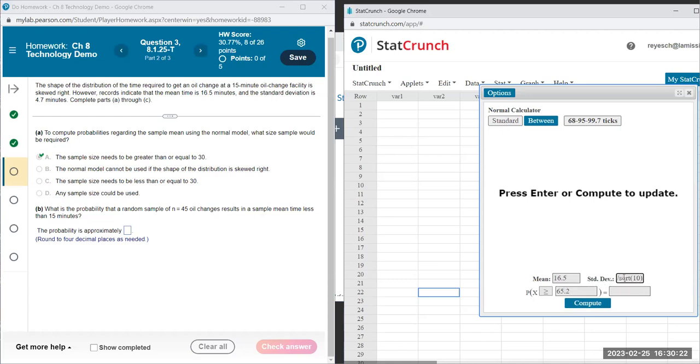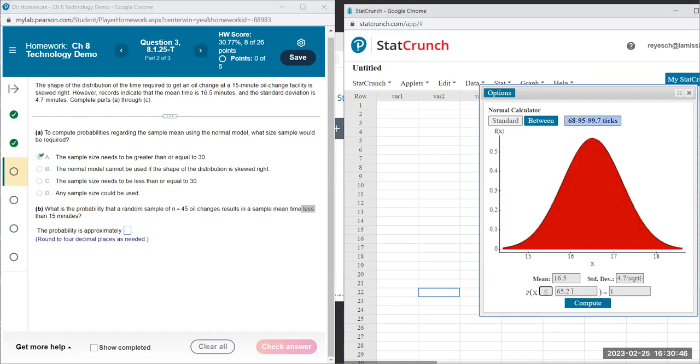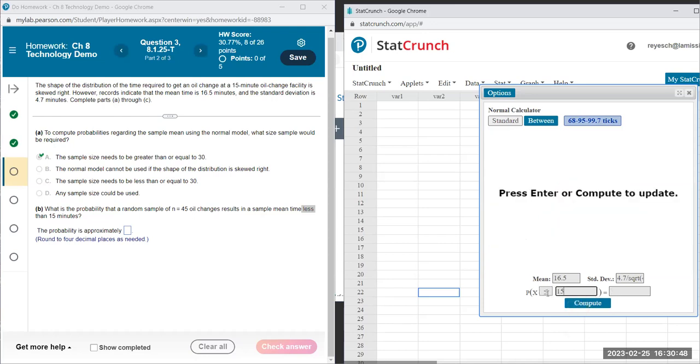So 4.7 divided by the square root of our group sizes. My group sizes are 45, groups of size 45 at a time, so we're going to divide by the square root of 45. You divide by however many cars were being sampled in your case. And then I want the probability that it's less, so that will determine the inequality here. So less than 15 minutes. Let me put 15 here.